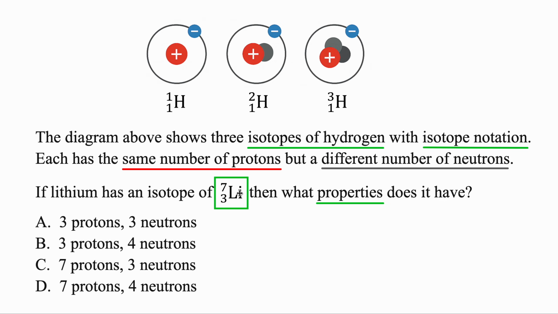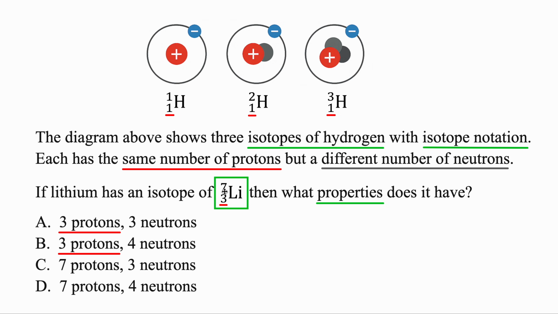Let's go ahead and focus on the bottom number first. Now, the examples that they give us, all of the bottom numbers are 1. Let's highlight that. And they all do have 1 proton on the inside. Therefore, the bottom number tells us how many protons each. So this one here, bottom number of 3, lithium has 3 protons. Could be A, it could be B, but we'll get rid of these 2 here.